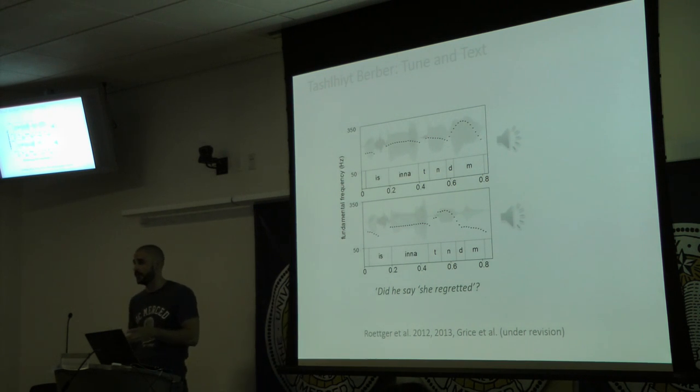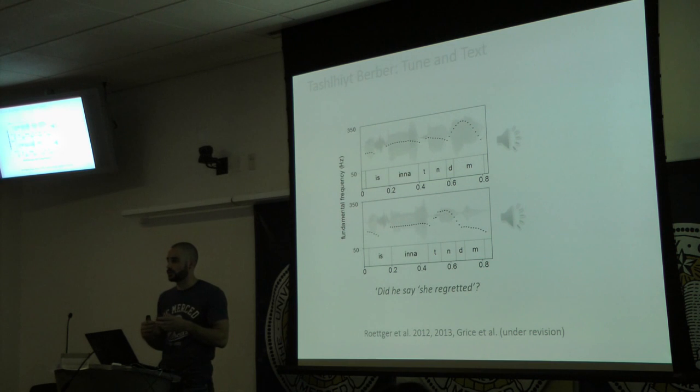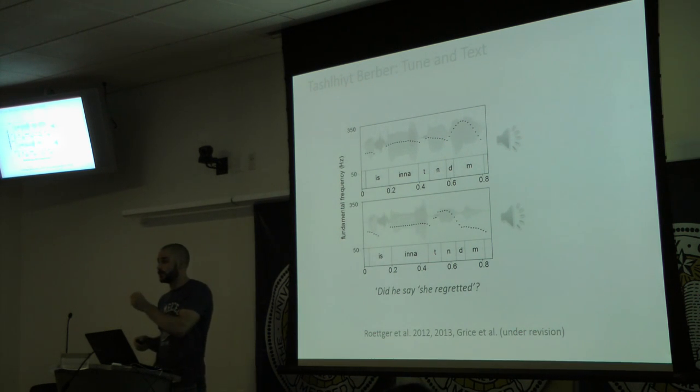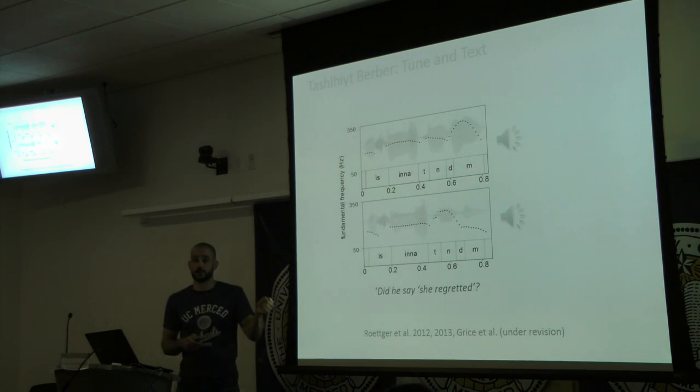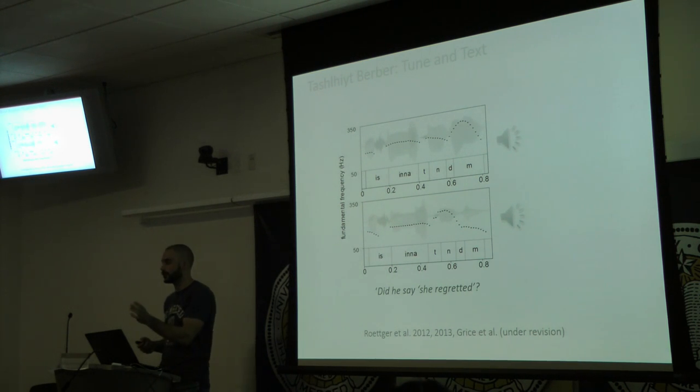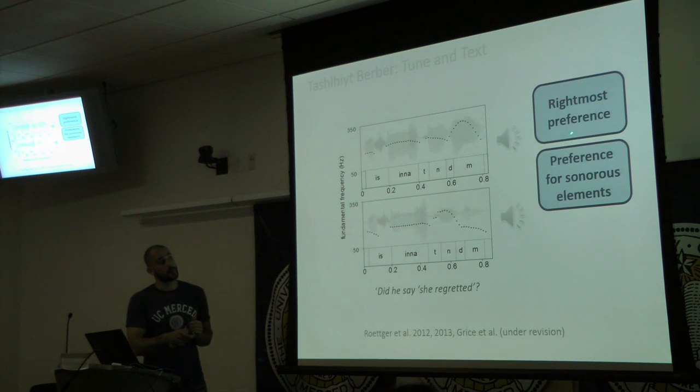However, it's not entirely free because there are probabilistic trends that reflect particular preferences. So tonal events prefer to be at the rightmost position of the sentence. So in this case, on the final syllable. You find them more often on the rightmost syllable. And you find them more often on very sonorous elements. So vowels are preferred to be tone-bearing units rather than, for example, sonorant consonants. So there is a rightmost preference and a preference for sonorous elements.